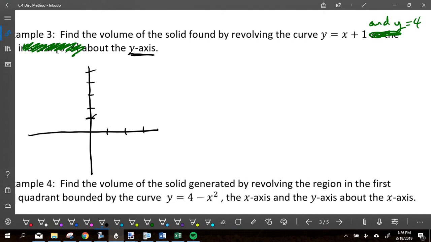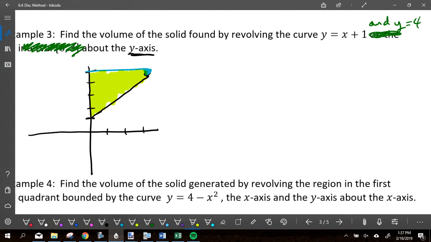Here is my line going this direction. And then I'm taking that line and y equals 4, which is this line right here. If I drew better pictures, they would match up. But that's the line y equals 4. The area between those curves is this shape right here. Everybody see what's happening there? That's my area. I'm revolving it about the y-axis.